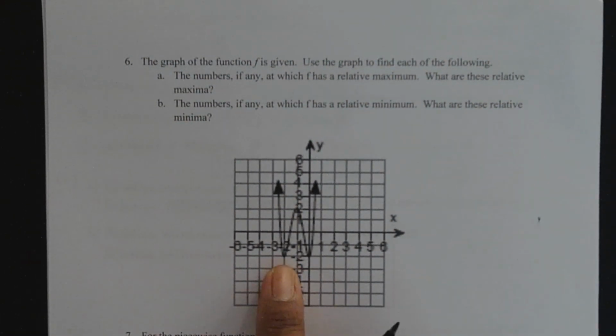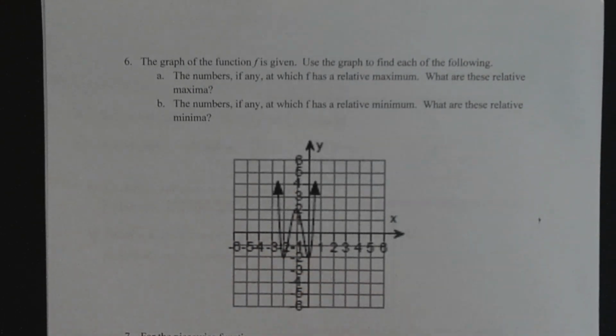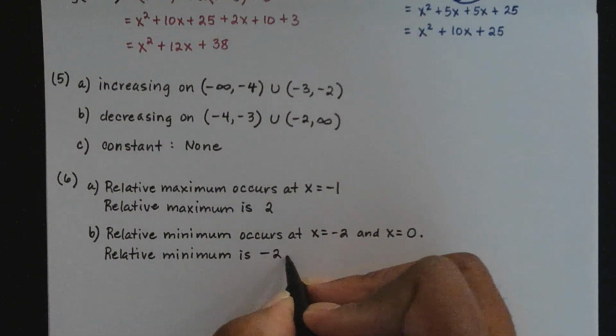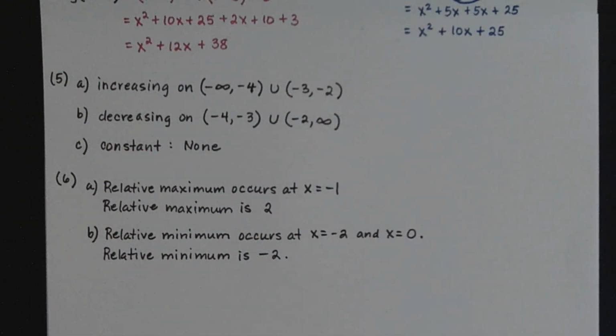And based on this graph, what is the relative minima? -2, that's the y value here. The lowest y value here for that graph is at -2. So here the relative minimum occurs at x equals -2 and at x equals 0. Your relative minimum is the y value -2. Okay, are there any questions about problem number 6?